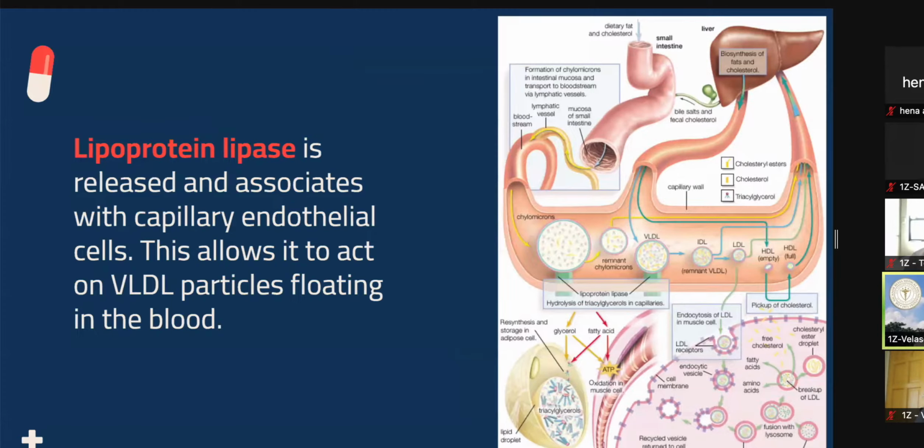Okay, next, another important enzyme to take note of is lipoprotein lipase. This is released and associates with the capillary endothelial cells, and it allows it to act on VLDL particles floating in the blood. Basically, what it's trying to do is bring in more triglyceride molecules so that it could break them down. So this is important in the steps of utilizing other energy sources besides glucose.